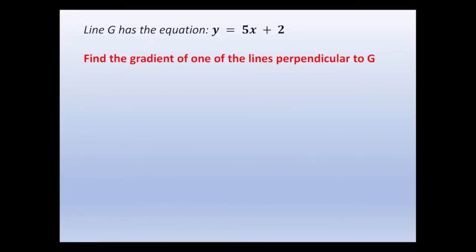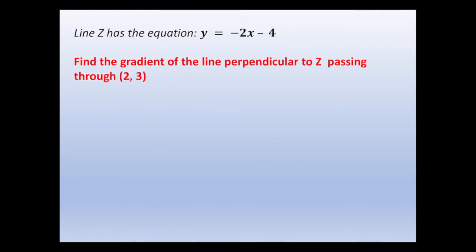If you're given that line G has the equation y equals 5x plus 2, and you're asked to find the gradient of one of the lines perpendicular to G, it can be any line as long as it is perpendicular to G. We know that M1 is 5, and we know that M1 times M2 equals minus 1. Therefore, M2 equals minus 1 over M1, which is minus 1 over 5. So the gradient of any line that is perpendicular to G is minus 1 over 5.